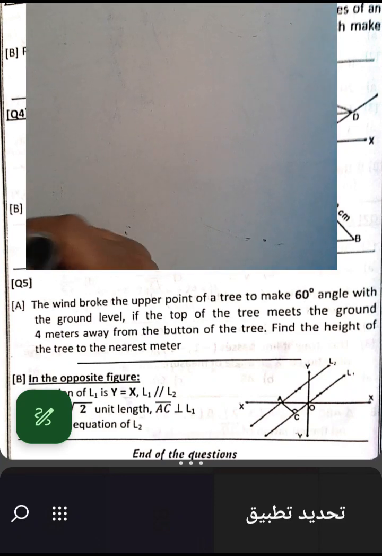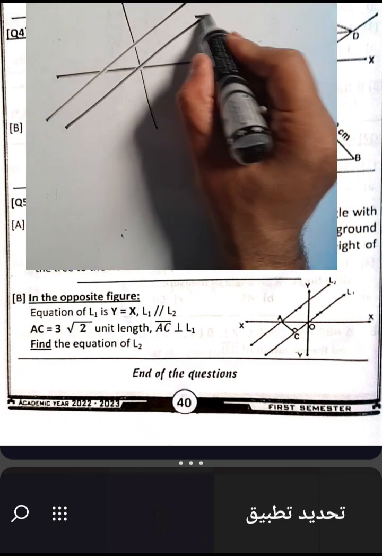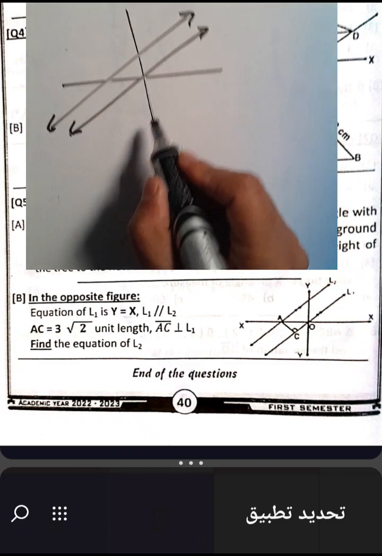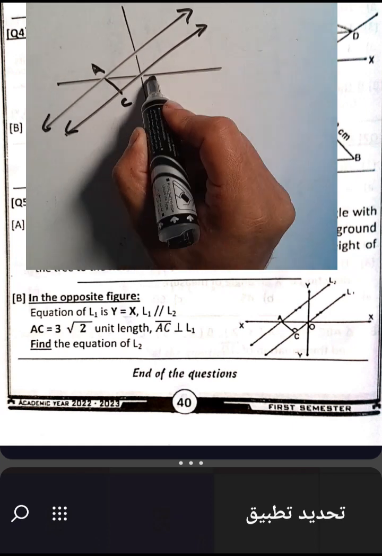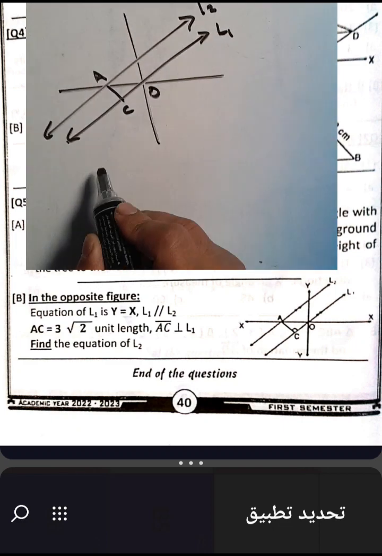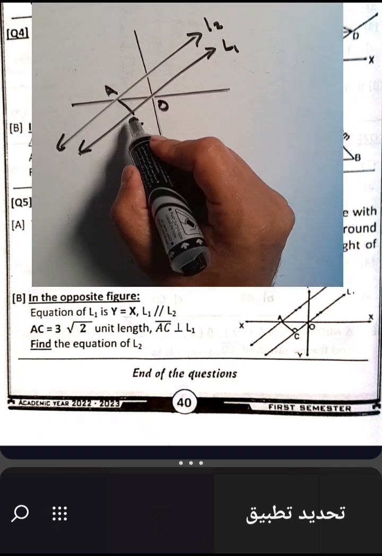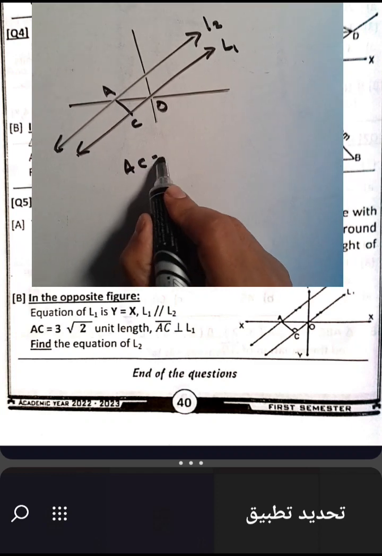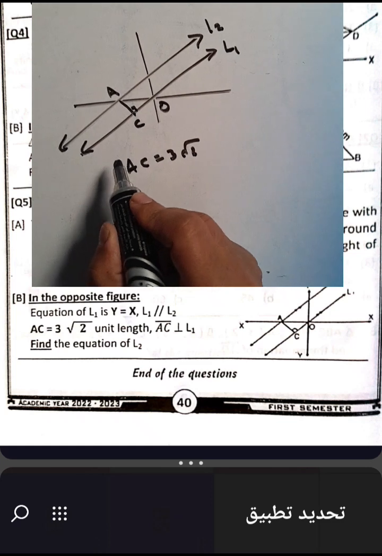Last question here. We have two parallel straight lines, first and second, L1 and L2, and we have A, C, and here O. He gives us AC equal to 3 root 2. This side length is 3 root 2, and it was perpendicular.